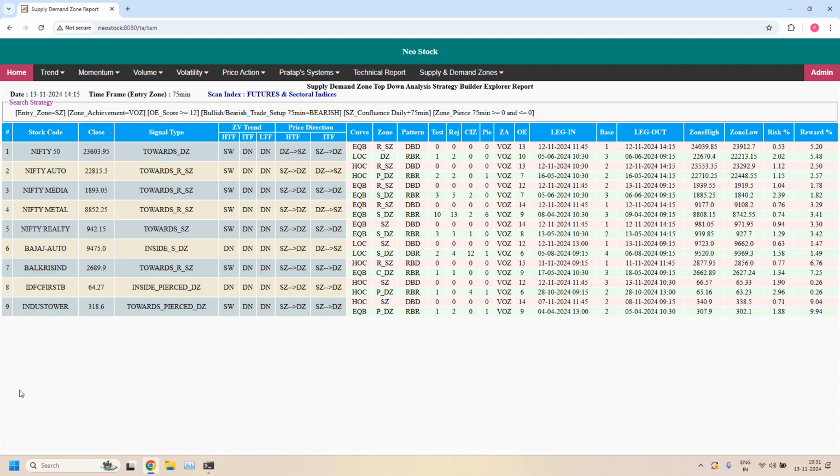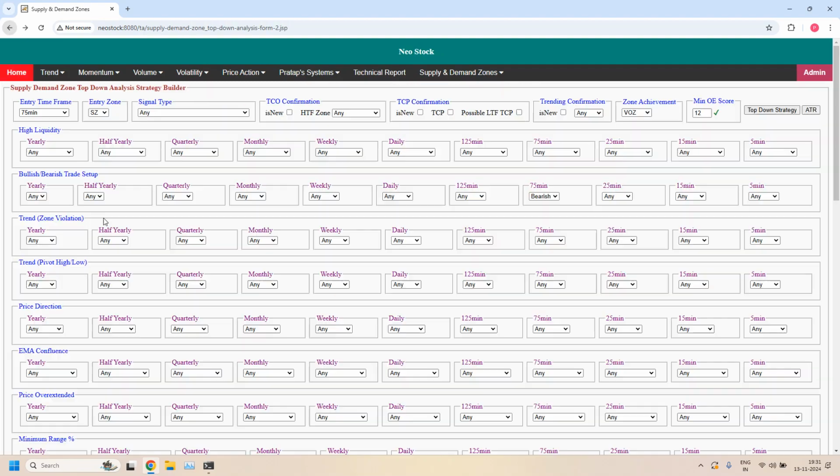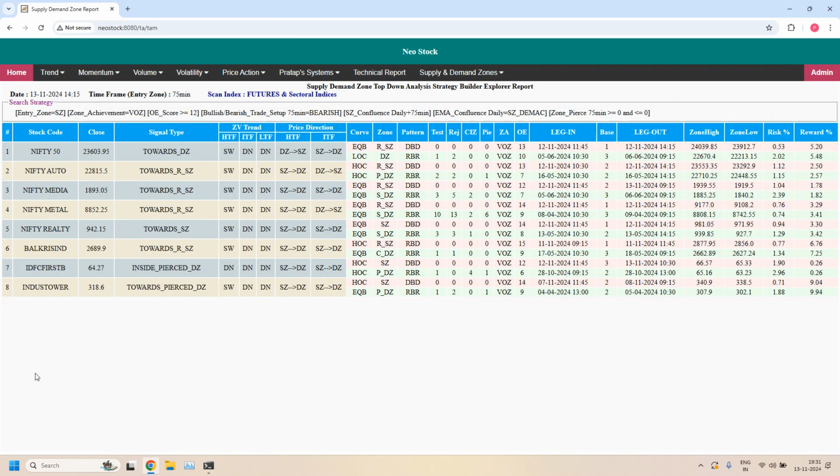In all these 9, the 75 minute supply zones are part of daily supply zone. If any of these daily supply zones are having daily EMA confluence, they are even more high probability setup. Let's verify. In the EMA confluence at a daily time frame, daily supply zone with daily EMA confluence, we got 8 stocks, all 8. So they are high probability setup supported stocks. Even Nifty 50 is also there in this list.